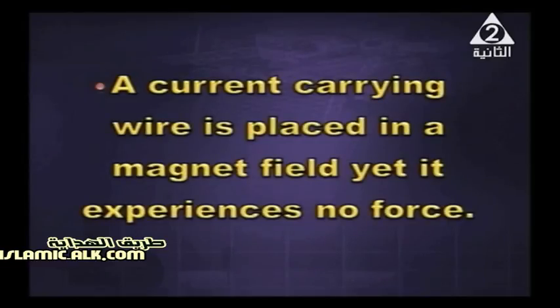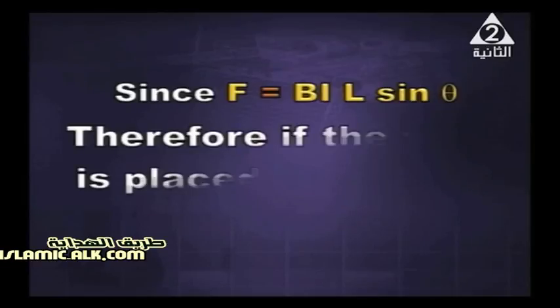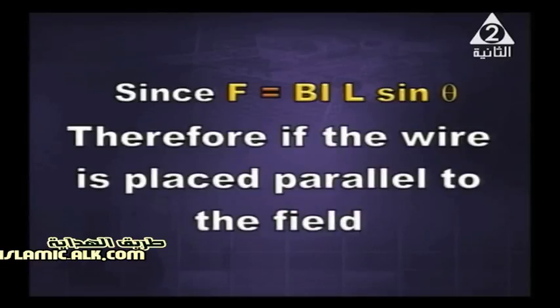Another give reason: a current carrying wire is placed in a magnetic field, but it doesn't experience any force. No force acts on it. What is your explanation? The wire must be placed parallel to the field. Force is given by the expression BIL sine theta.